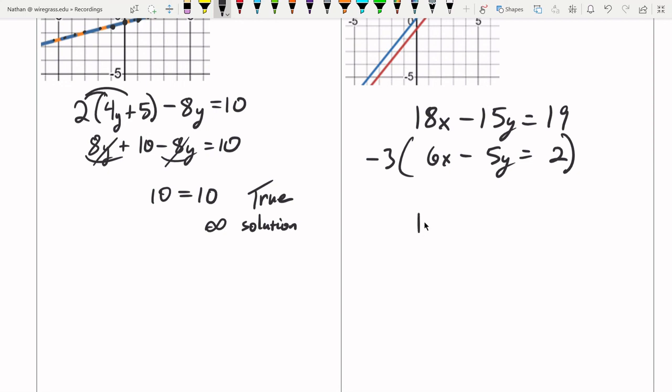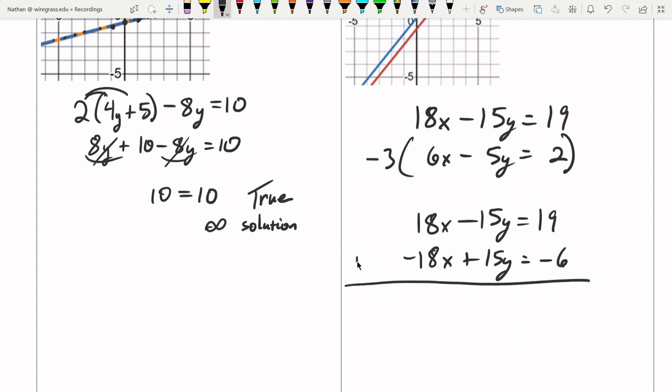So the top equation stays the same. The bottom equation becomes negative 18x. Negative 3 times negative 5 is plus 15y. And negative 3 times 2 is negative 6. And now I have all of my columns lined up. I have the x variable, the y variable, the equal sign, and the numbers. Everything is lined up correctly.